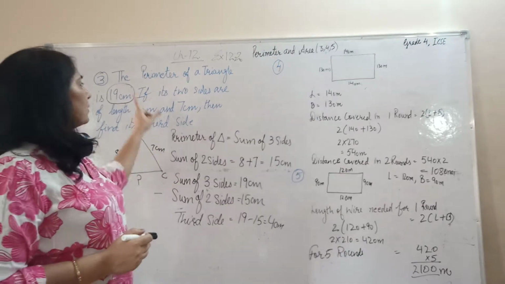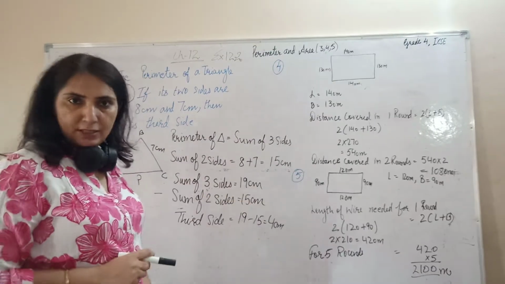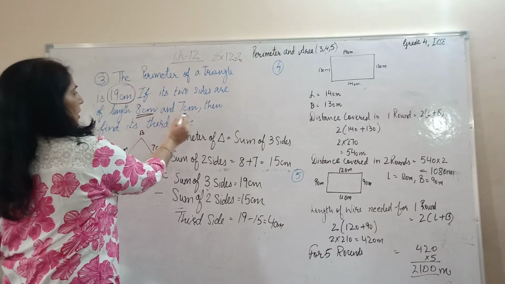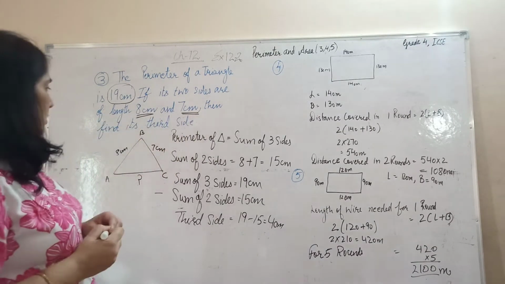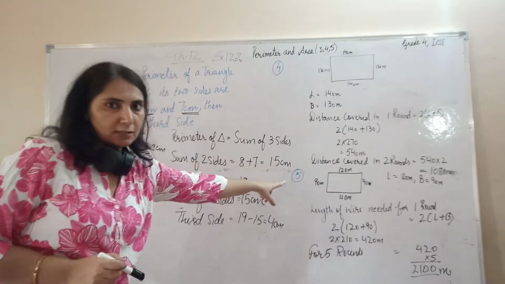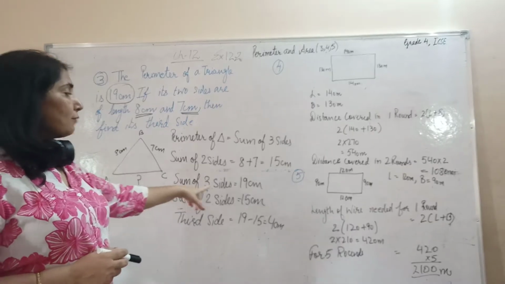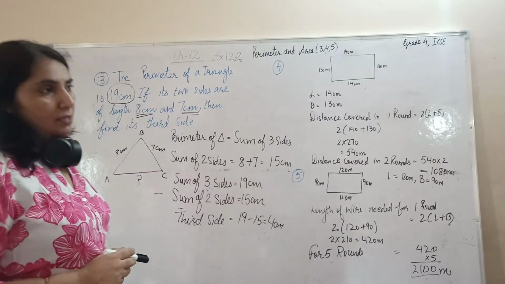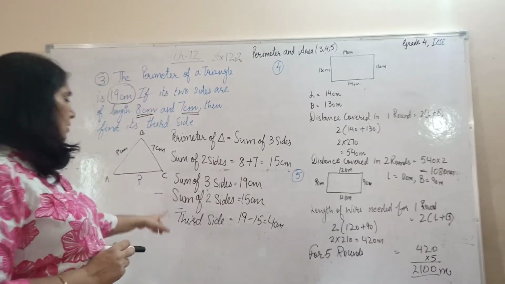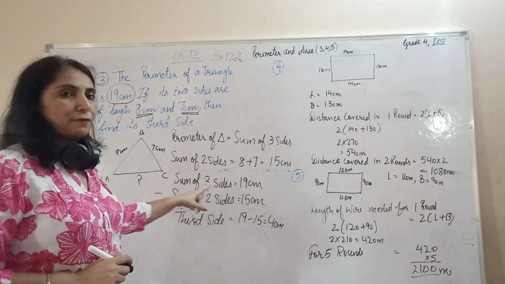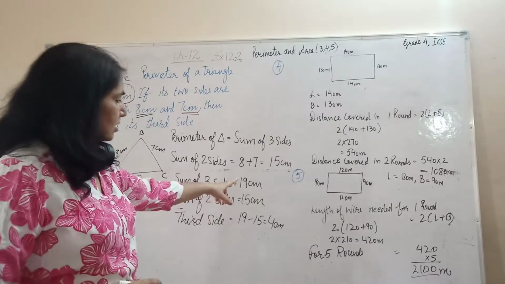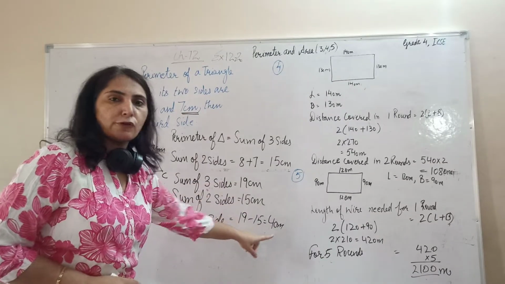The sum of 3 sides is 19 centimeter and they have given you 2 sides, one is 8 centimeter, another 7 centimeter. Sum of 2 sides, 8 plus 7, 15 centimeter. Perimeter is sum of 3 sides, 19 centimeter. Now we take away 15 from 19. Third side will be sum of 3 sides minus sum of 2 sides. That comes out 19 minus 15, 4 centimeter.